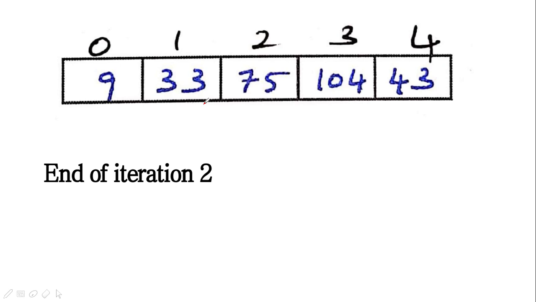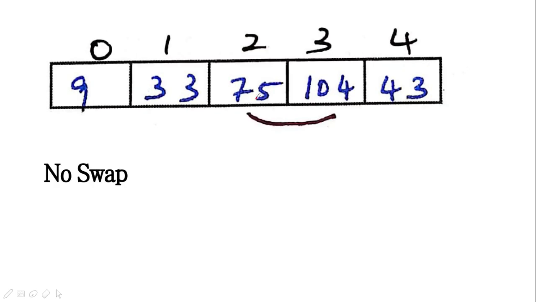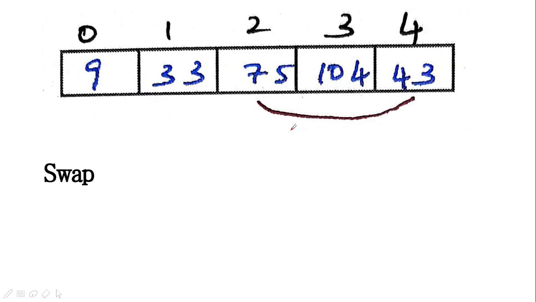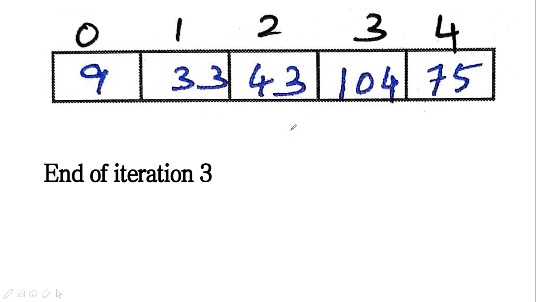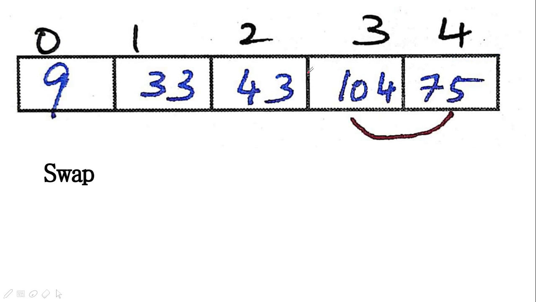Next I move to the next index 2, right? Now compare with the next element 104, sorry, it is in order, no swap. Next, not in order, swap. So at the end of iteration 3 you will see that 43 has come to this position. So you will see that after each iteration the indexes get the correct element for that. Now I will move to the next index.